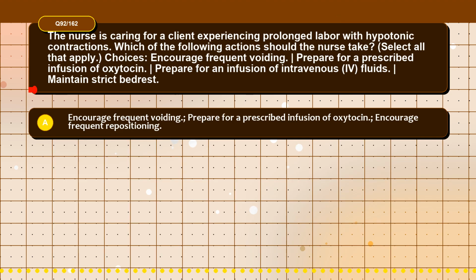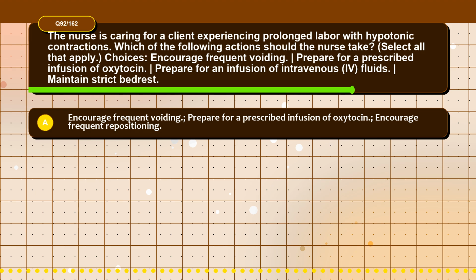Question 92. The nurse is caring for a client experiencing prolonged labor with hypotonic contractions. Which of the following actions should the nurse take? Select all that apply. Choices: encourage frequent voiding. Prepare for a prescribed infusion of oxytocin. Prepare for an infusion of intravenous Ringer's fluids. Maintain strict bed rest.